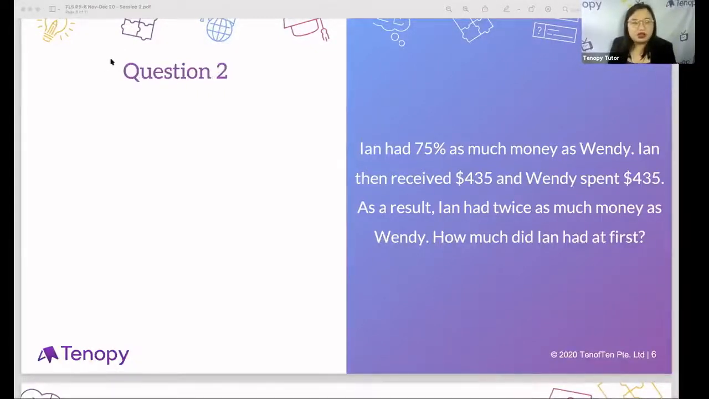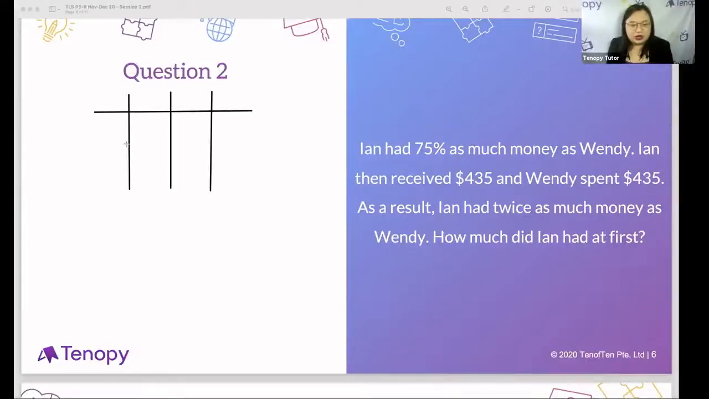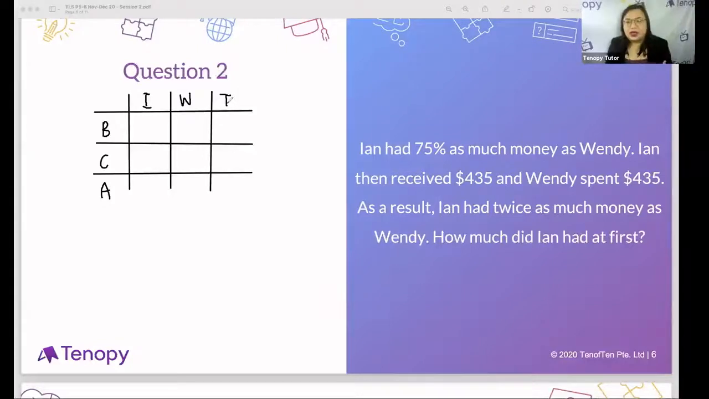Okay, so remember how the table looks like. It always has the same few columns. If you're comparing total, just get yourself 3 columns. So this is how it looks like. Now, I'm not going to fill in the numbers for you. I want all of you to fill in for me. I'm just leaving the titles for you. We have Ian, Wendy, and total. I want all of you to fill in the details based on the sentence.